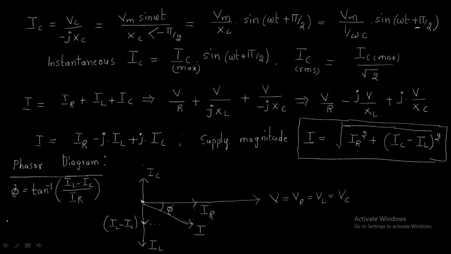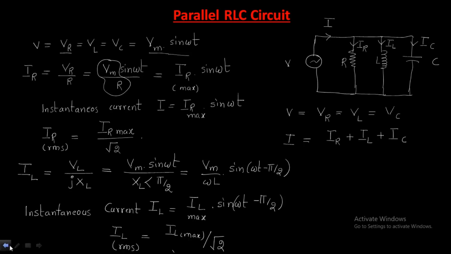And the power factor, we can write directly. The power factor cos phi equals adjacent side by hypotenuse. The adjacent side is IR and the hypotenuse is I. This is the power factor formula. Understand? So this is about the parallel RLC circuit. In the parallel circuit, this is the diagram and this is the division.